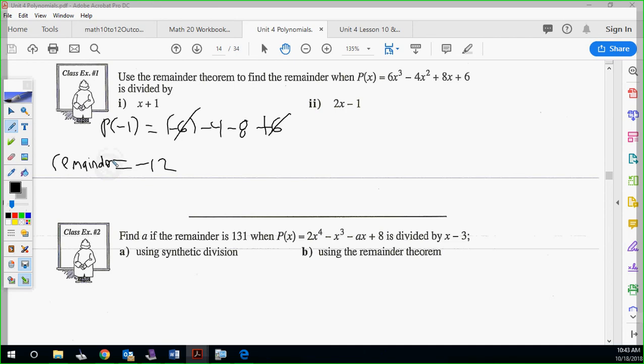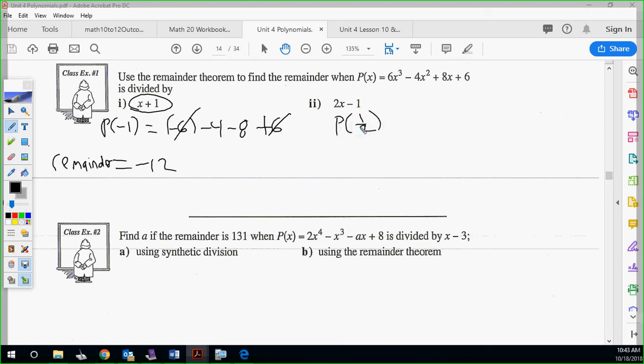How do I know to plug in negative 1? You plug in what makes this 0. So what are we plugging in on the second one, Ollie? What makes that 0? Close. Positive, we have to add the 1, right? Positive 1/2. Okay, so we're going to try 1/2 on this one. So we're going to go p of 1/2.